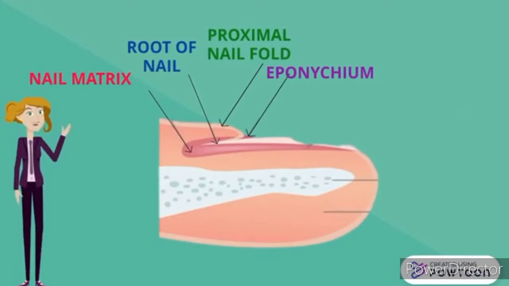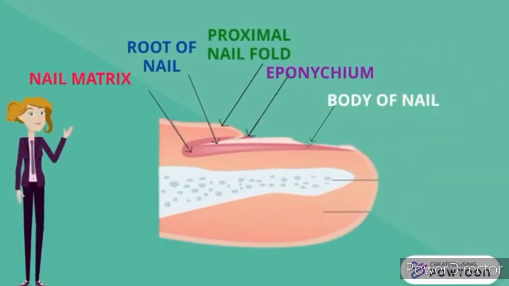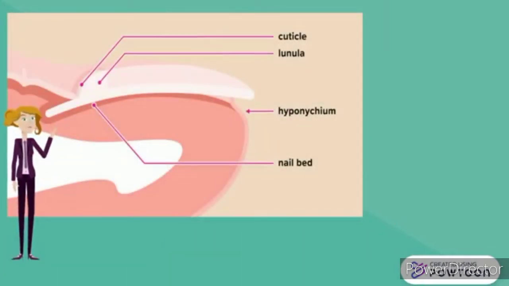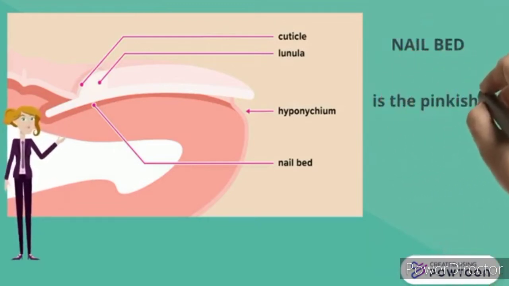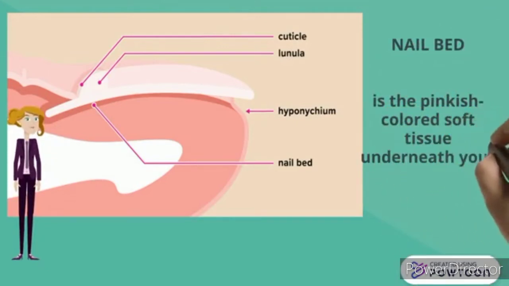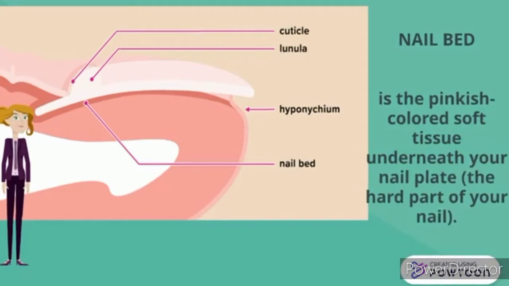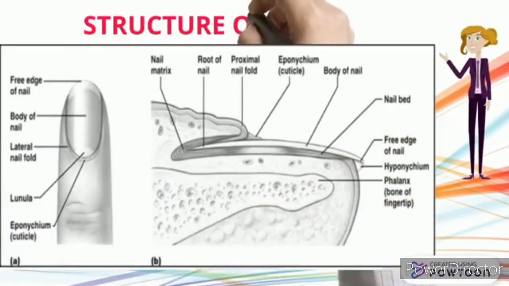Body of nail. It is visible nail that rests on the nail bed after the free edge. Para mas madali niyong maunawaan ang pagkakaiba ng nail bed sa ibang structure of nail, gumamit ako ng ibang illustration. So when we say nail bed, it is the pinkish-colored soft tissue underneath your nail plate. Again, these are the different structure of nail.